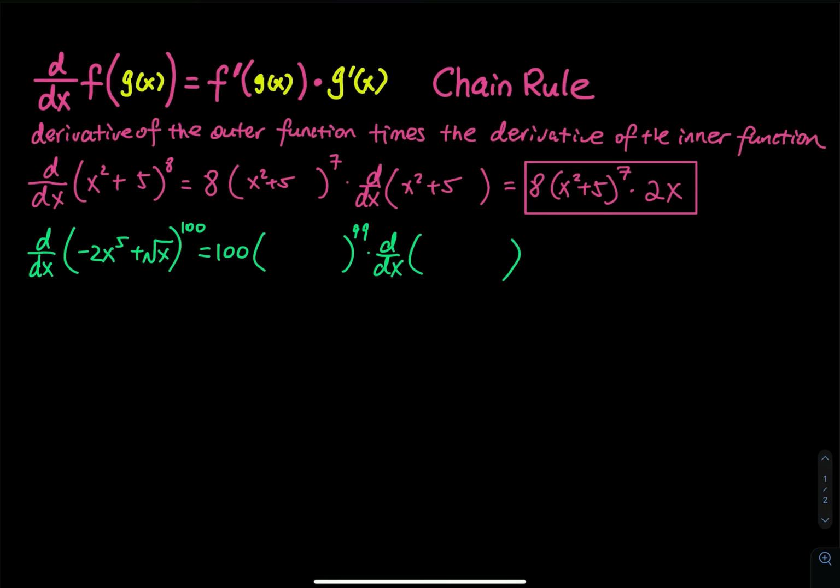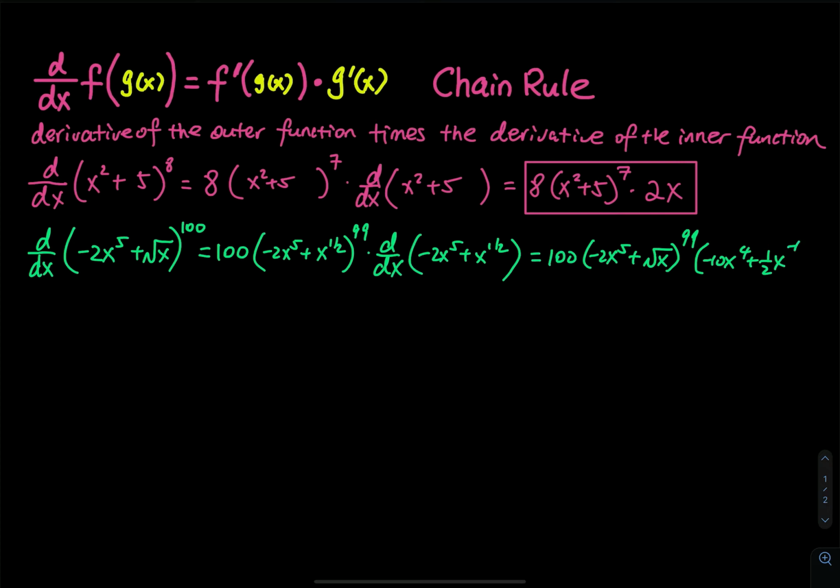So the inner layer is negative 2x to the 5th, and then the square root, I change that to 1/2 power. So you take the derivative of that plus x to the 1/2 power by chain rule. So you have 100 times negative 2x to the 5th plus, you can put that back to square root because we are not touching this term anymore. And then this one is times negative 10x to the 4th power, and then bring the 1/2 down, x to the 1/2 minus 1. So that is the answer to the second function.